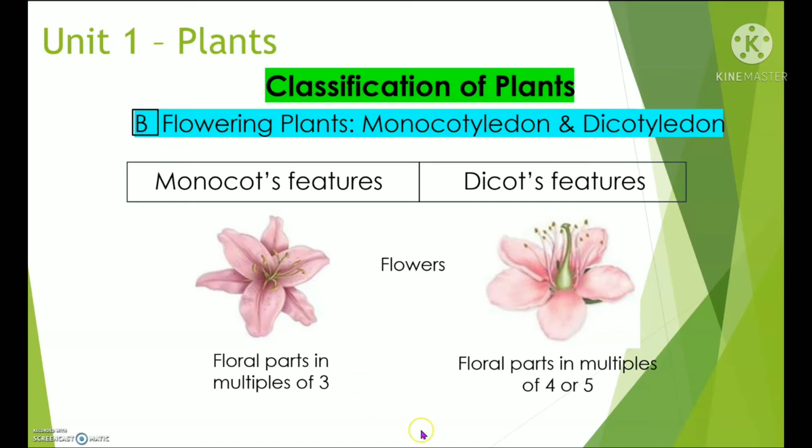So again, what is the difference between monocot and dicot flowers? Very good. The flower of monocot usually has 3 petals or multiples of 3, and the flower of dicot usually has 4 or 5 petals or multiples of 4 or 5. Very good. Now let's move on.